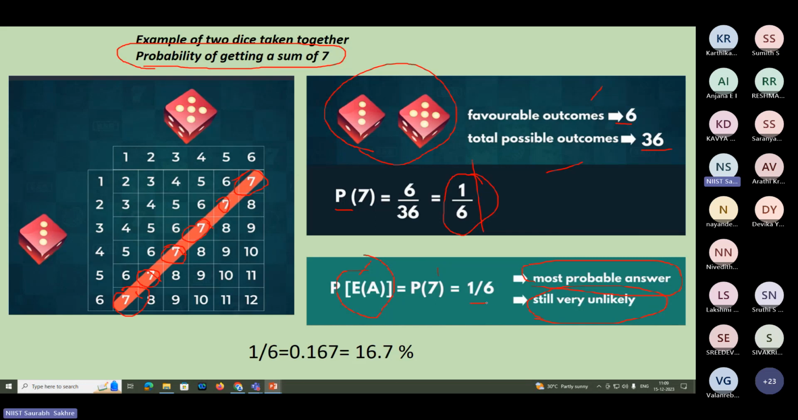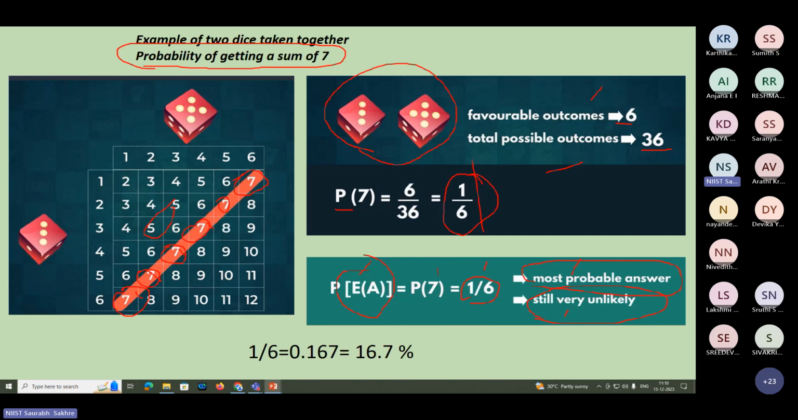So again, 1 by 6 is the most probable answer, but still it will be very unlikely. Why? Because if by chance you are throwing one dice only, and you want an outcome of 1, that probability also will be 1 by 6, right? So in this case, you cannot categorically say that this will be the same for both. Getting a sum of 7 with two dice is a different thing, getting a 1 is a different thing. And 1 by 6 can be a probability for other configurations also. So here I'm only able to say most probable answer.